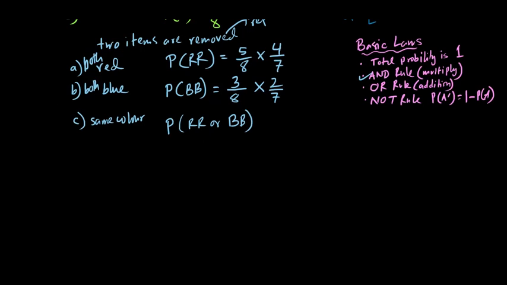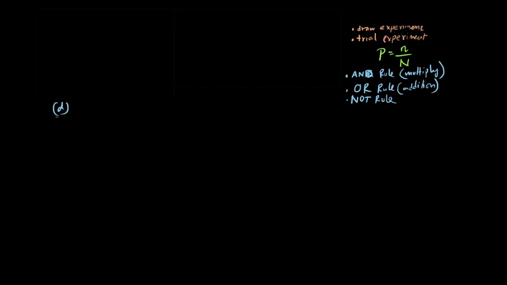So when you're removing two items and you're picking the same color, that means red and red or blue and blue. So again we are removing the items. So red and red would be 5 by 8 into 4 by 7, or blue and blue is going to be 3 by 8 into 2 by 7. So that's it. That's how we get this permutation. So here we have permutation.